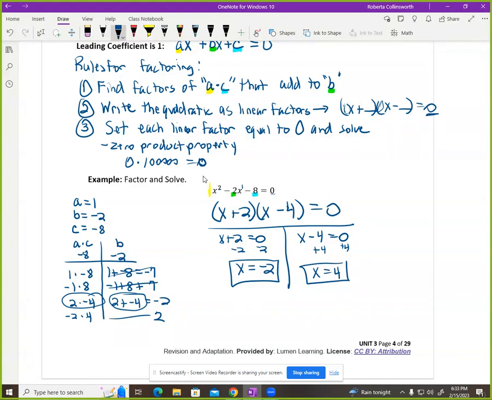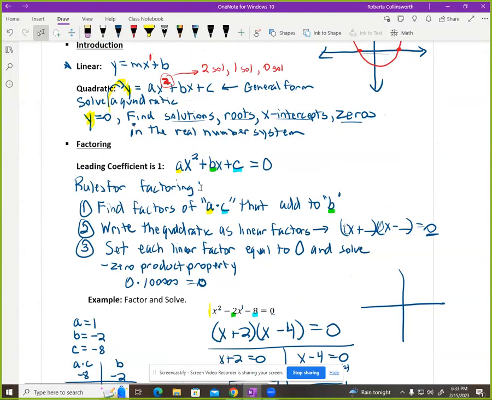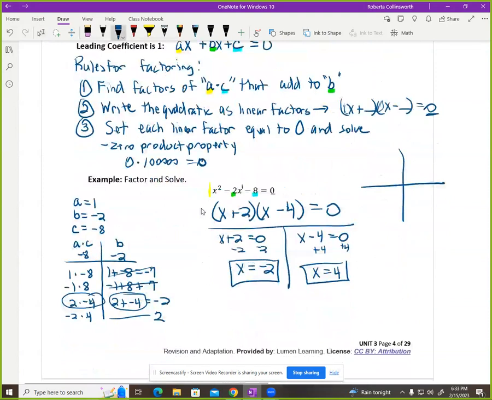So those are my two solutions, or my two x-intercepts, or my two roots, or my two zeros. So at x equals negative 2, the quadratic is crossing there, and at x equals 4, it's crossing there. This positive 1 right here tells me that it looks like this. So my quadratic looks something like that.